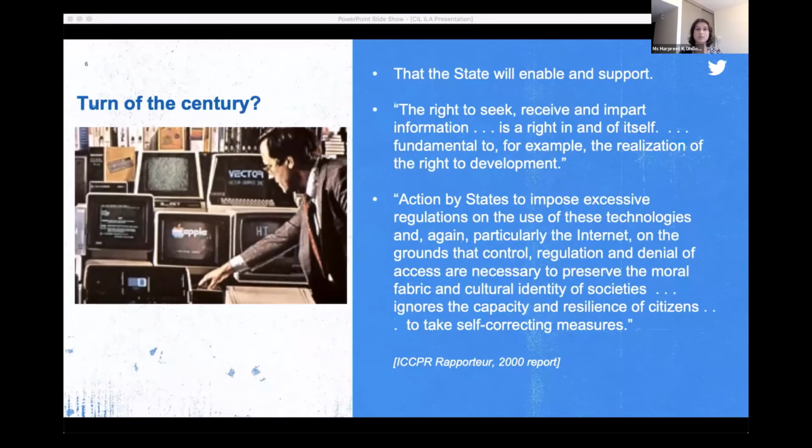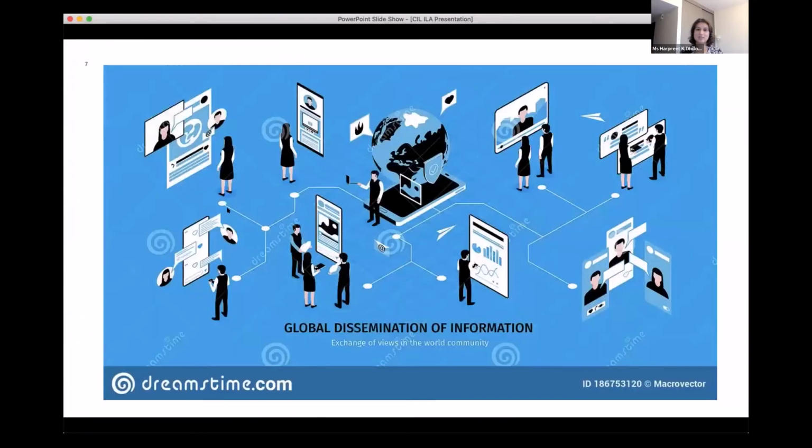So keep that notion in mind, the capacity and resilience of citizens to take self-correcting measures, because we know that that is being sorely tested in the present day. And then, and finally, and this is where we will stay for the rest of the presentation, as we know, in the last 2 decades, really in the last few years, our engagement with and reliance on the internet, especially social media and e-commerce and other technologies, have become all-consuming.